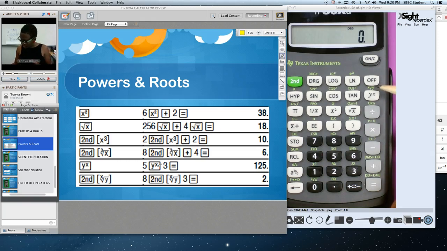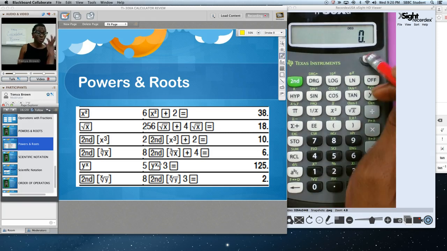So how do we do that? We're going to press 8, and then we're going to press the 2nd key and the Y to the X key, and then we want the cube root. So we're going to press 3, and then it gives us that value. So you always press the Y first because it's the number that you're trying to break up, and then it's the number that is your product that you have, and you want to find the factor. So you're going to put in 8 first, and then we put in 3 because that's the root we're taking of that.